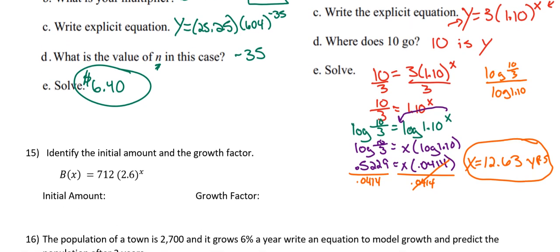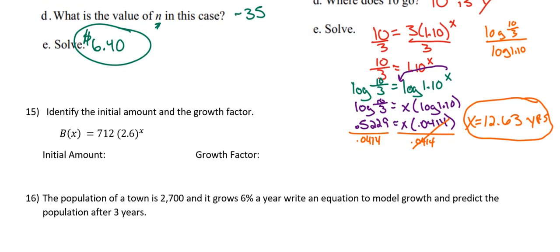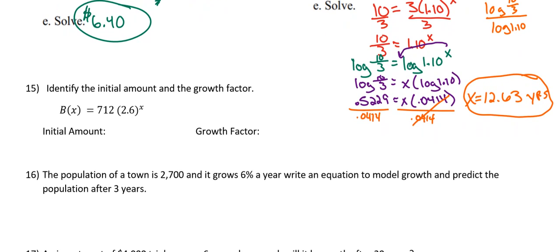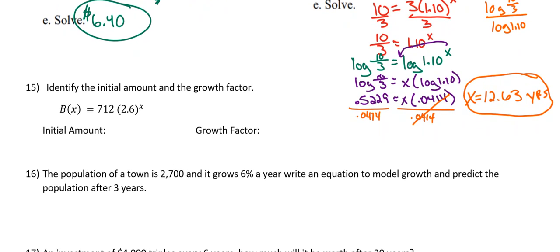And then the next couple questions, we'll do 1 or 2 more, and then I'll just pretty much post this. And tomorrow, again, we'll do a few more harder problems. For number 15, it says identify the initial amount and the growth factor. So if you're given the equation, you should be able to pull out the growth factor and the specific amounts here. The initial amount will be the 712. Hopefully that's clear. That's our A. And the growth factor is the thing that's going to the power. So that's going to be 2.6.